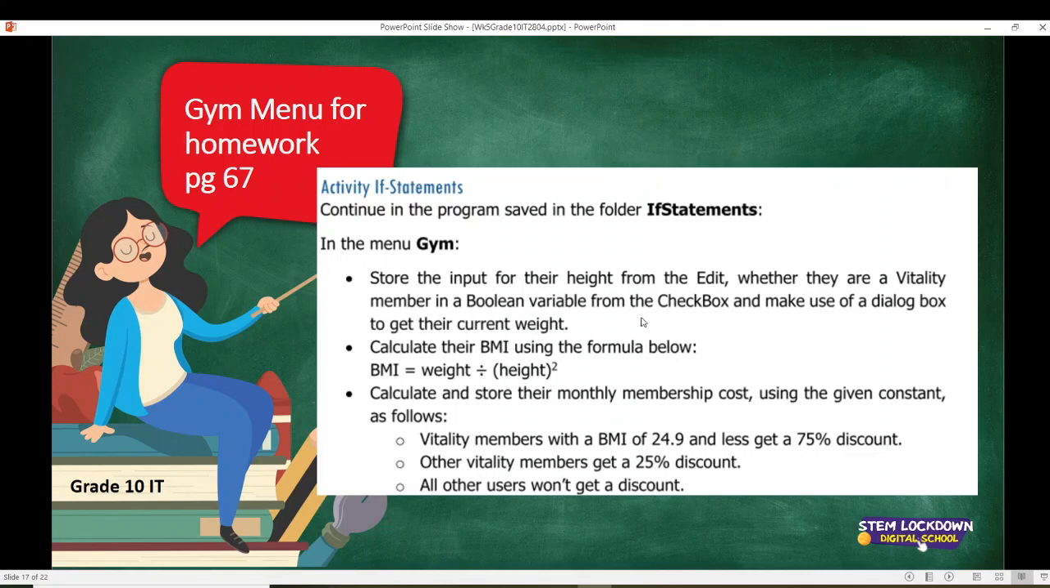Now I'll give you a clue. This is working with percentages and real values, which means you cannot use a case statement. You will have to use an if statement with multiple conditions, because you're evaluating whether the checked property of a checkbox is true, and then you're evaluating what a person's BMI is to work out what their monthly membership cost will be. So you've got a nested if with multiple conditions in it. And once again, you will also get the solutions to this activity in the next lesson.